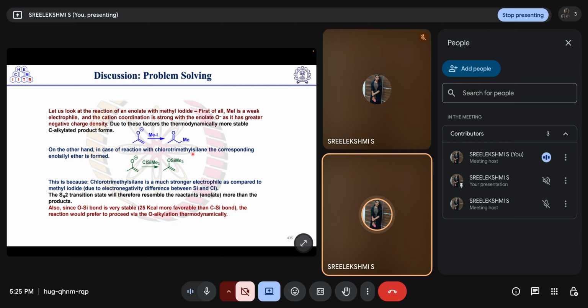But if we use chlorotrimethylsilane, the corresponding silyl enol ether is formed. This is because this is a stronger electrophile as compared to methyl iodide due to the electronegativity difference between silicon and chlorine. So the SN2 transition state will therefore resemble the reactants more than the product. Also, compared to the carbon-silicon bond, the oxygen-silicon bond is very stable, and the reaction would proceed via O alkylation thermodynamically. So in the case of methyl iodide, that is a weaker, softer electrophile, C alkylation will be favored, and with stronger electrophiles, O alkylation will be the thermodynamic product.